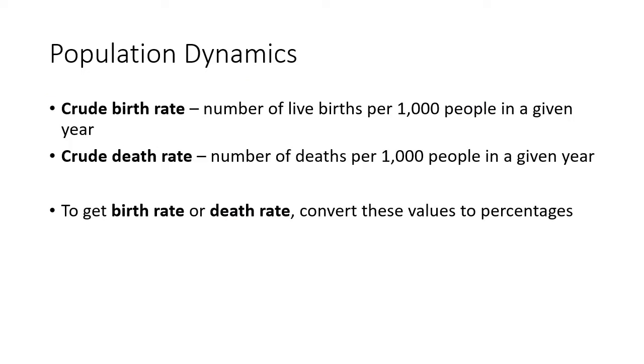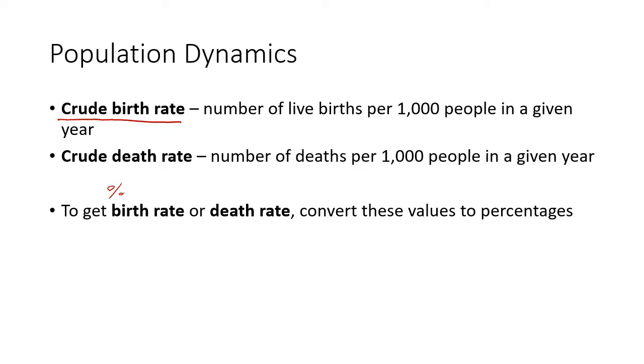So let's talk a little bit more about birth rate and death rate. There's a couple ways that we can represent these values. One is by crude birth rate or crude death rate. Crude birth rate is the number of live births per 1,000 people per year. Okay? Crude death rate is the same thing. In order to get our percent birth rate, or what we would just call birth rate or death rate, we would convert these values to percentages.